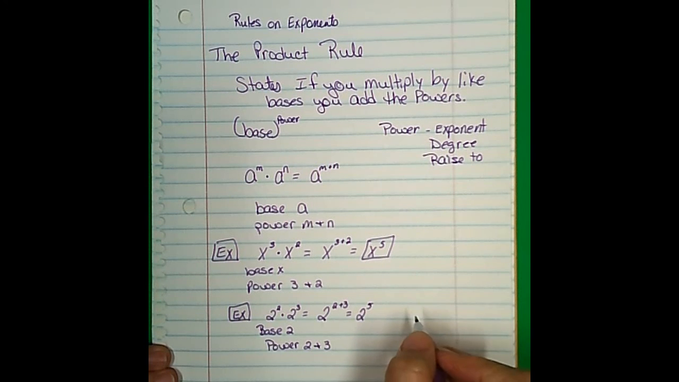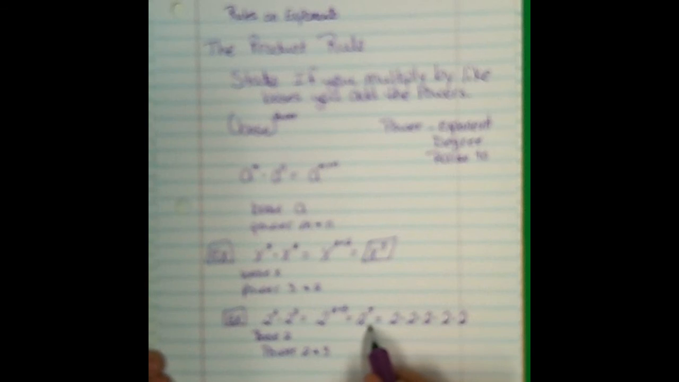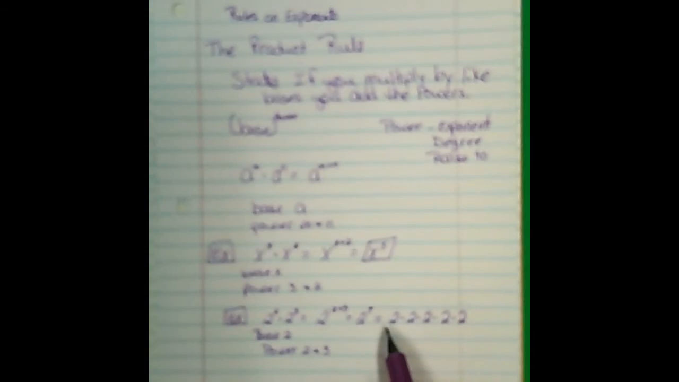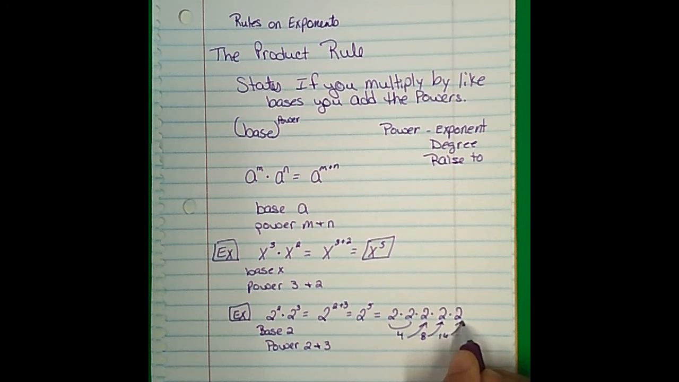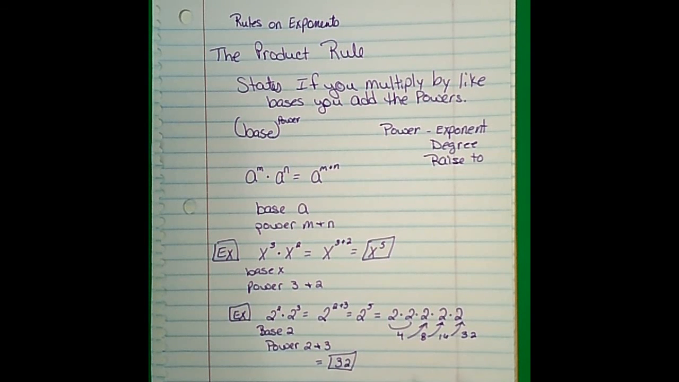But we know the value of 2. And 2 to the 5th is the same as saying 2 times 2 times 2 times 2 times 2. Meaning that there are 5 sets of 2's being multiplied together. So 2 times 2 is 4. Times 2 makes 8. Times 2 makes 16. Times 2 makes 32. So the answer here is 32. Always simplify if you know the value.